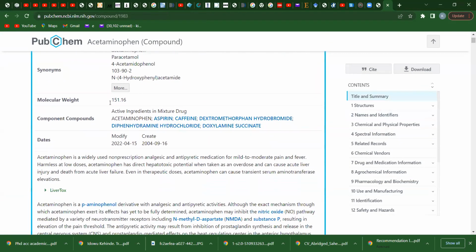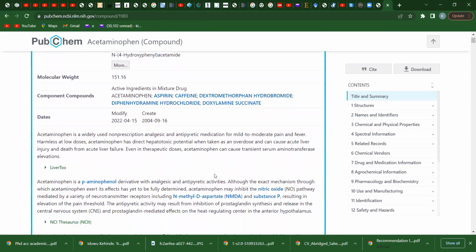I'm taking us through the chemical components. These are the chemical components: active ingredient in mixed drugs. Some have it as acetaminophen, aspirin, caffeine, this and this. Can you see that? This page was last modified not less than a week ago. That's the 15th, today is the 22nd. That's exactly a week ago. And it was first created in 2004.